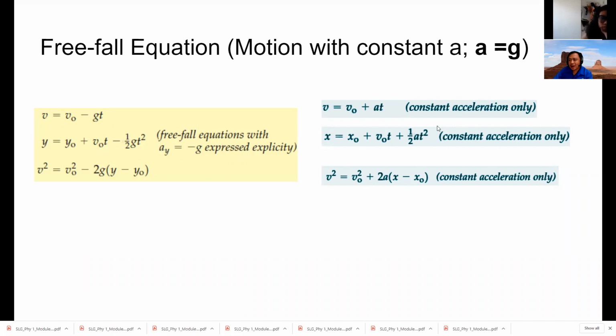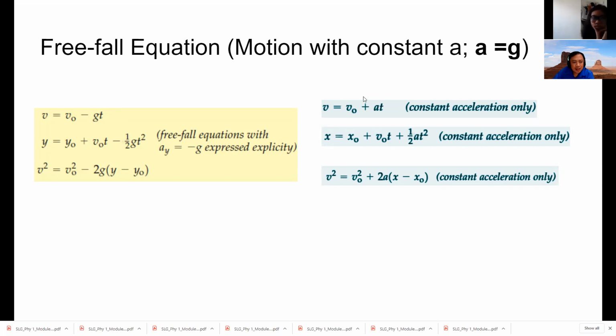So if the problem is not free fall, like a car, you just use these equations, the general equation for acceleration. But if you want to apply it in free fall, or objects falling to the earth, you use this equation wherein a has been replaced with g. Okay? Any questions so far with the equations?